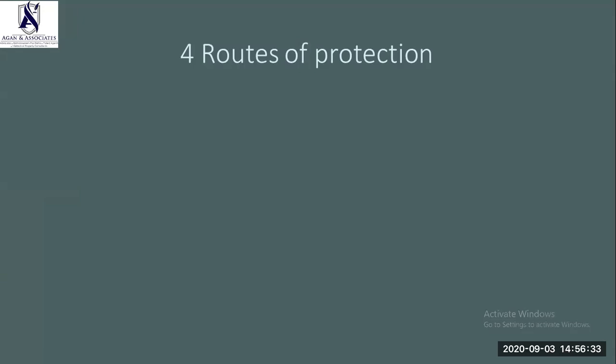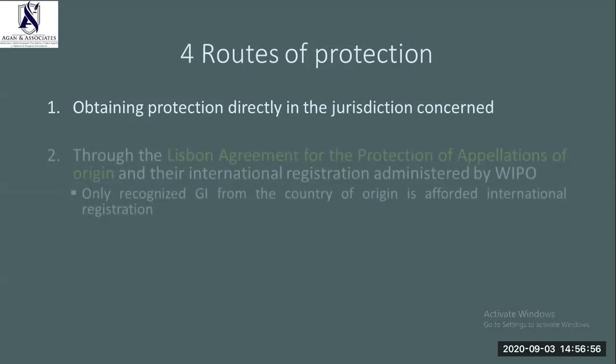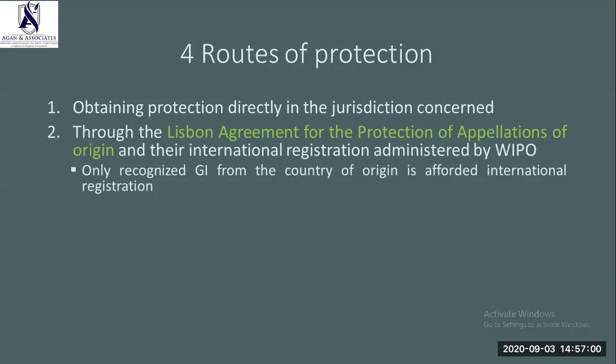Okay, now there are four routes of protection. One is by protection directly in the concerned country. Industrial property, GI, is territorial, and when you need to protect it, you can protect it using the laws of a particular jurisdiction, a particular country. Another route is by way of the Lisbon Agreement. Now, this is administered by WIPO. However, in order to benefit from the system of registration, a country must first of all have a GI law. So if a country does not have a GI law, then it is actually impossible to benefit from this agreement.